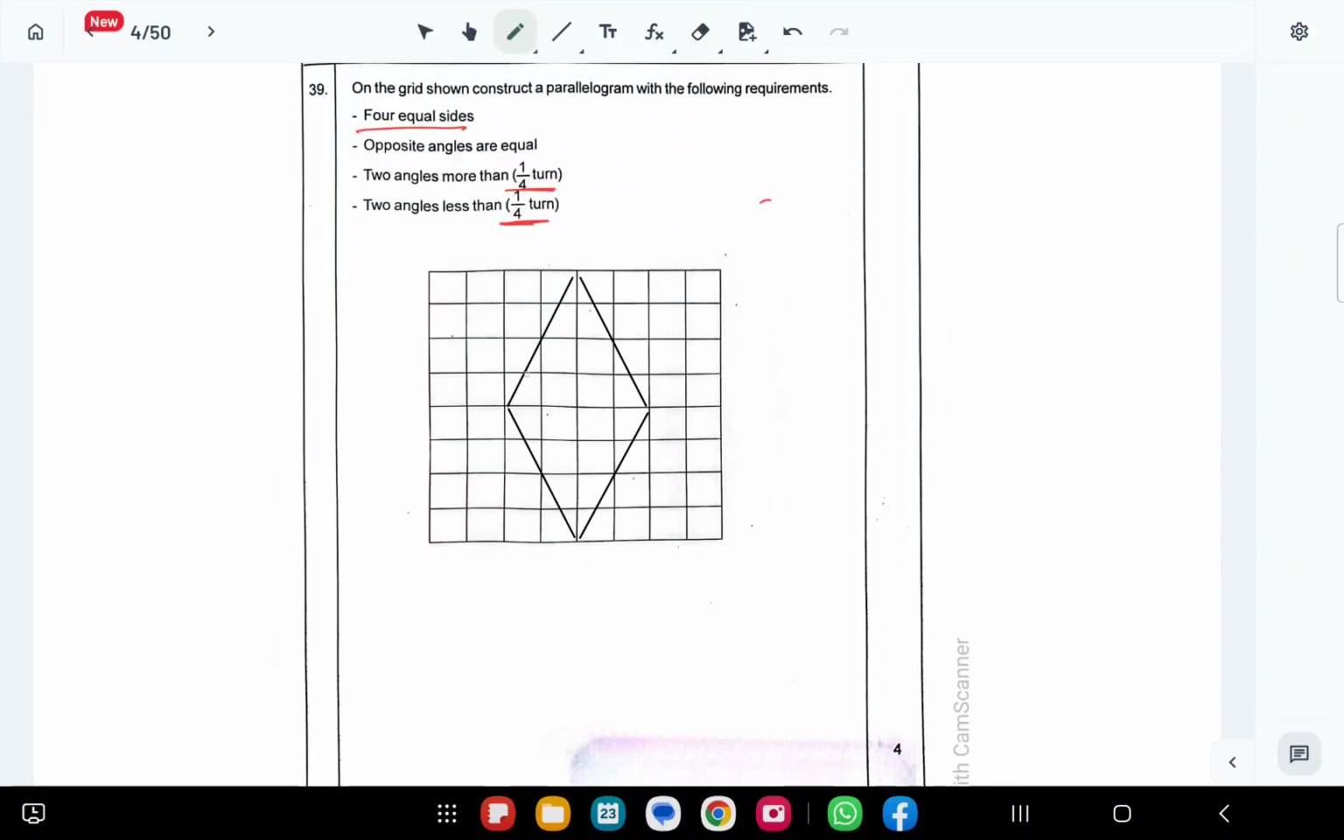Good. So we have 2 angles greater than 1/4 turn, 2 angles less than 1/4 turn. We have 4 equal sides. Alright, and the opposite angles are equal. So this angle is equal to this angle. This angle is equal to this angle. Alright, so good.